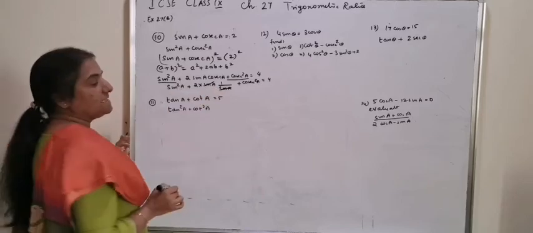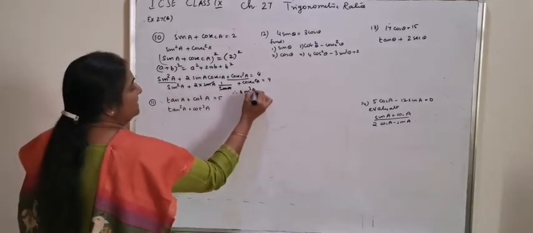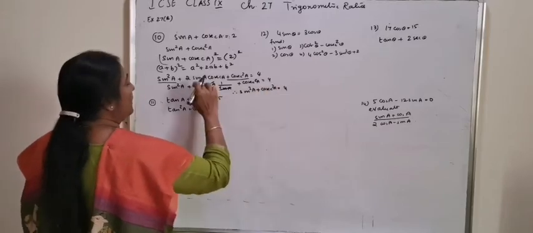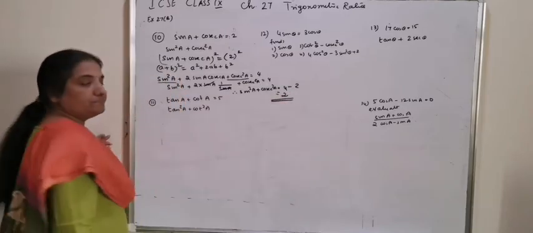That means this gets cancelled. So what will be the final answer? Therefore, sin square A plus cosec square A is equal to 4 minus 2, which is equal to 2.